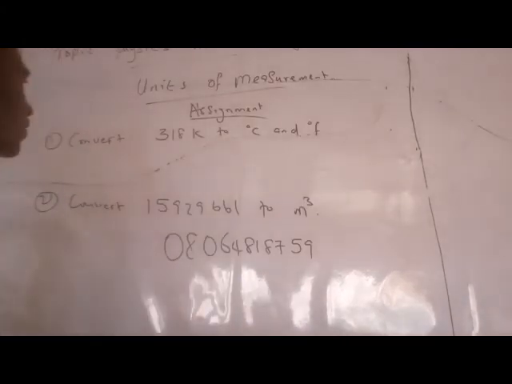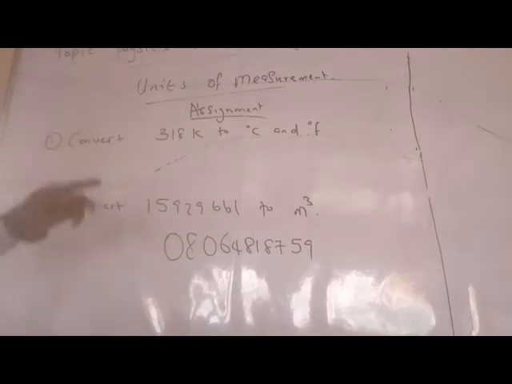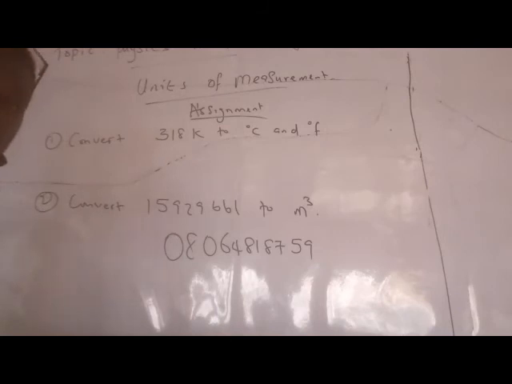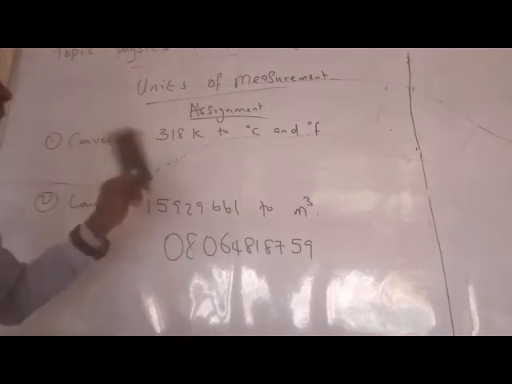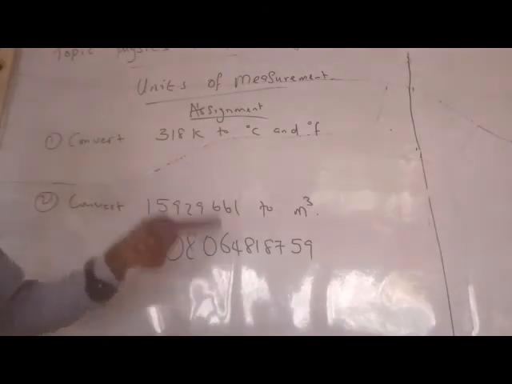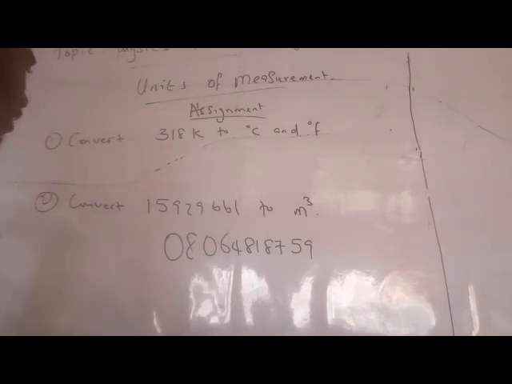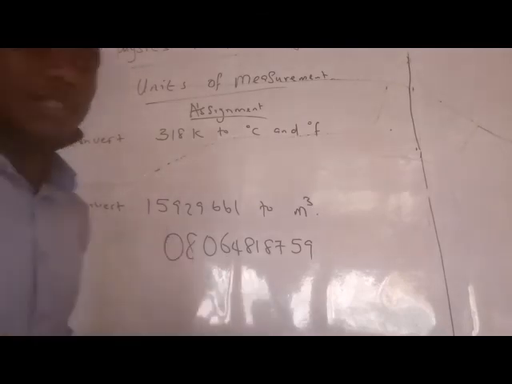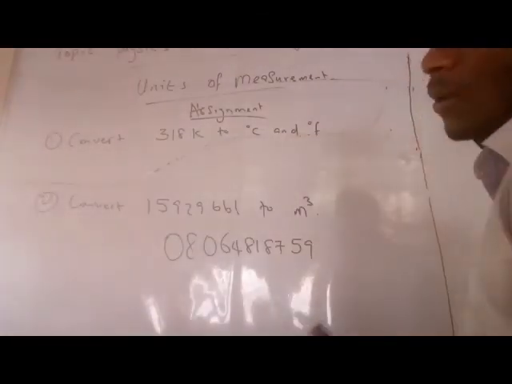So this is your assignment. You're going to convert 318 Kelvin to degrees Celsius first, then to degrees Fahrenheit. Secondly, you're going to convert 15929 barrel to meter cube.